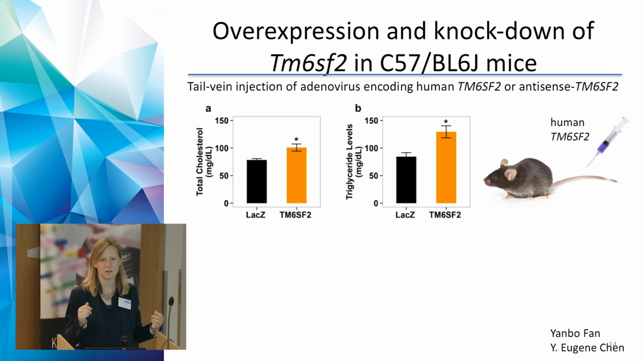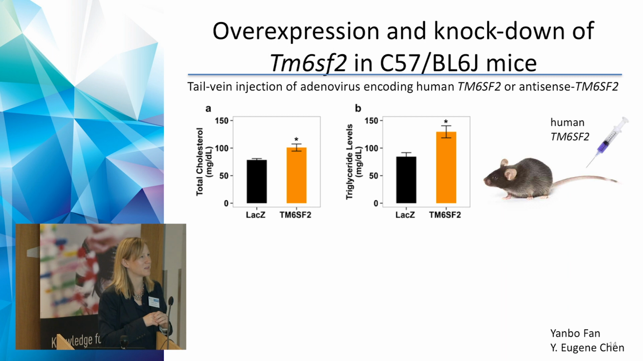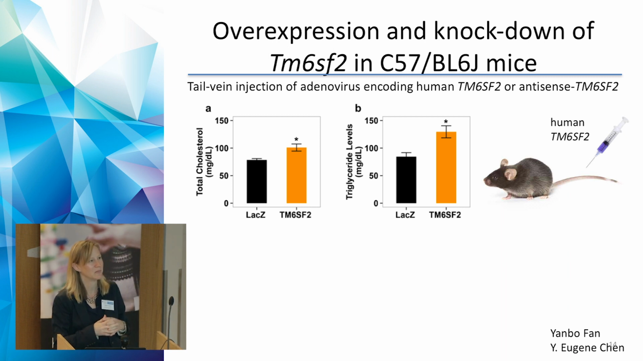And he said, oh, well, that's easy. We'll just disrupt this gene in mice and see what happens. So it sounds easy to us. I'm sure it's not that simple. But using adeno-associated virus and tail vein injection, they overexpressed the human form of TM6SF2, so he gave the mice extra copies of this gene to see what happens. And when he does that, he sees that both total cholesterol and triglyceride levels are increased. Those are the yellow bars.